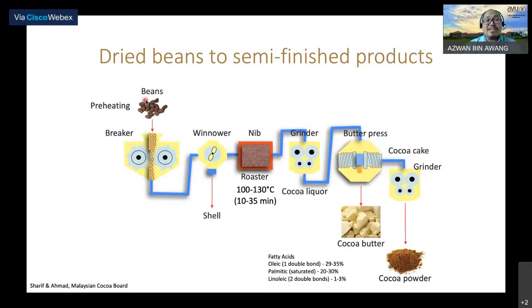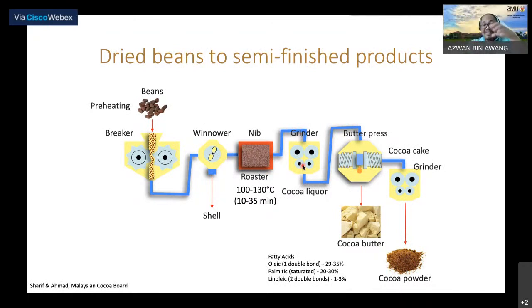So that's the beans. Beans after drying go into a breaker so that the kulit of the beans is easy to be removed. Then it goes into a winnower that separates the shells and the nibs, and the nibs will be roasted. Well, they have different settings, but in general, something like this. All right. So selepas roasting, it goes to grinding.